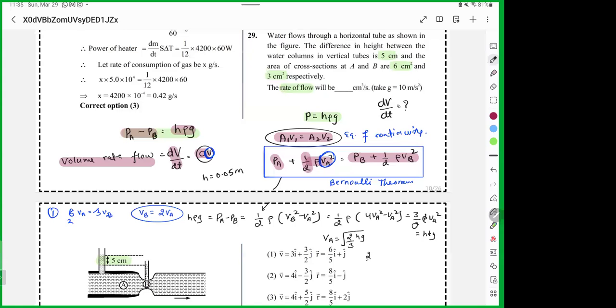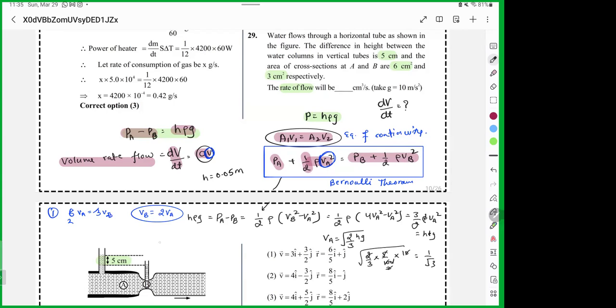Okay, 2 by 3, 5 by 100, G 10. This 5 cancels with 2, so this will be equal to 1 under root 3. Correct? Because this whole thing is under the root. So 1 under root 3. This is the velocity unit.